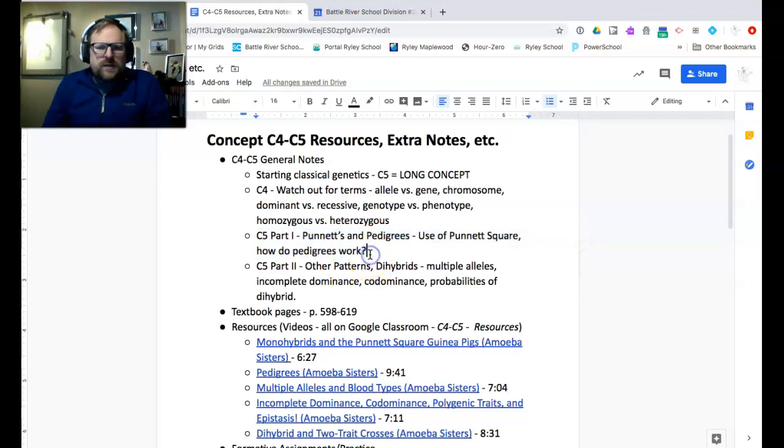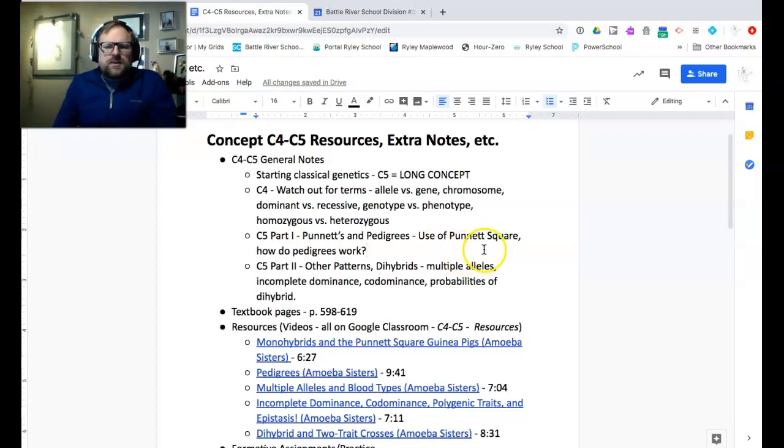So this is the first part of C5. Like I said before, it's a long concept. It's going to take us a while to get through that concept, so I wanted to break it up into two pieces to give something a little bit more manageable for you guys to work on. This is going to have us working through basically our use of Punnett squares, which allows us to predict and determine probabilities for whether an offspring will turn out one way or another based on the parents that are being bred together. And then secondly, it's going to run us through something called a pedigree and get you guys understanding that.